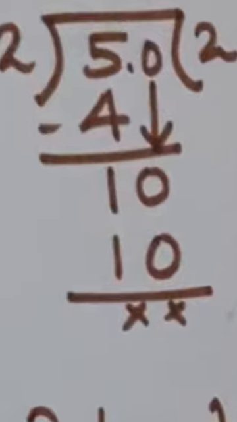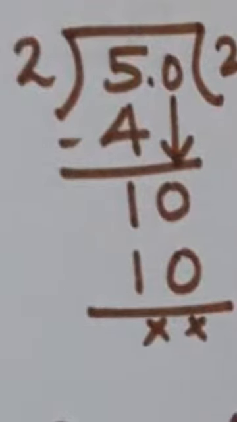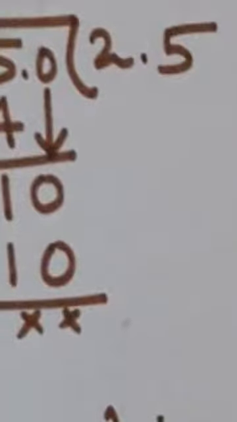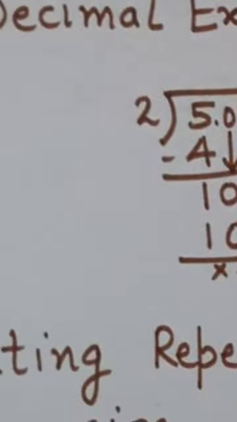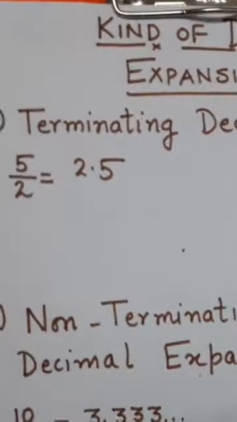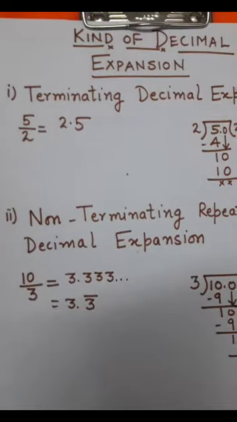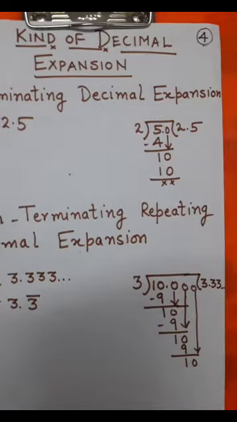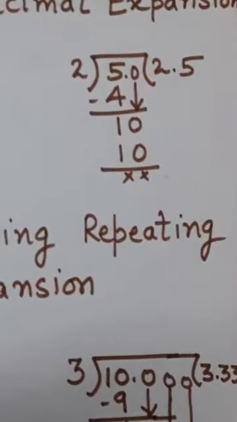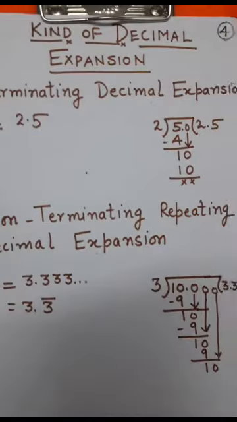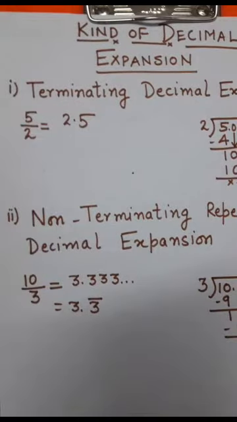It becomes 10. Now, we will read the table of 2. 2 5s are 10. So, here we have to place 5. 2.5 it becomes, and 2 5s are 10 and the remainder we are getting is 0. The quotient in this case is 2.5. So, such decimal expansions, where we are getting remainder as 0, are called terminating decimal expansion. This kind of decimal expansion is terminating.